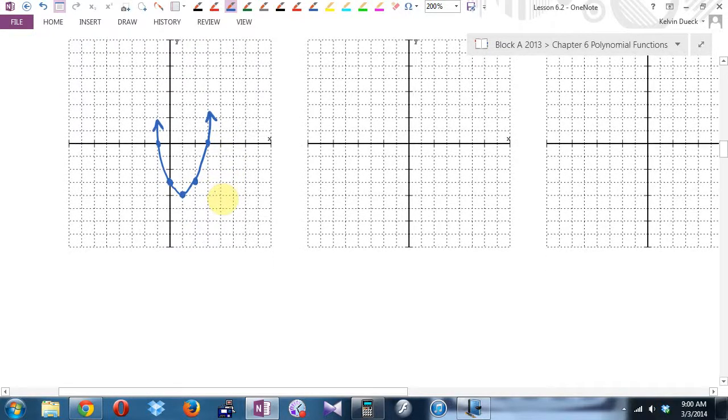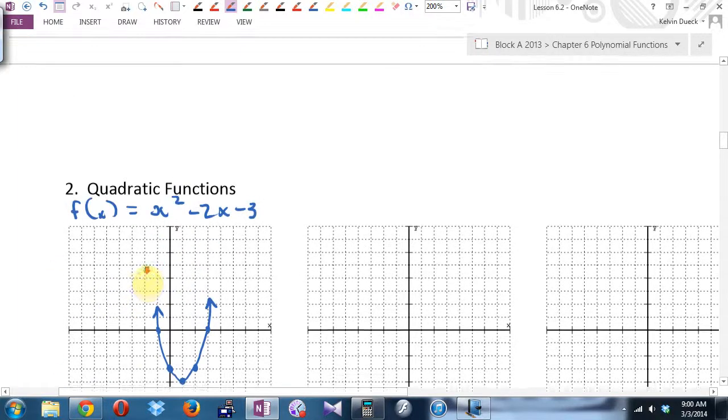So what are some questions that I can ask? Can I ask you for the slope here? Well, no, that doesn't make sense. It's a curve. So what can I ask you? Certainly I can ask you for the y-intercept. And we said the y-intercept equals -3.